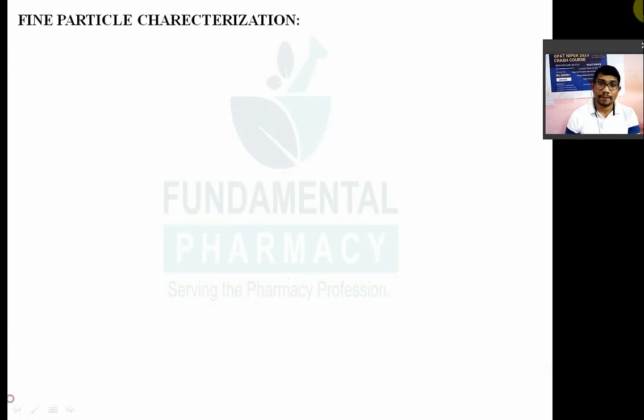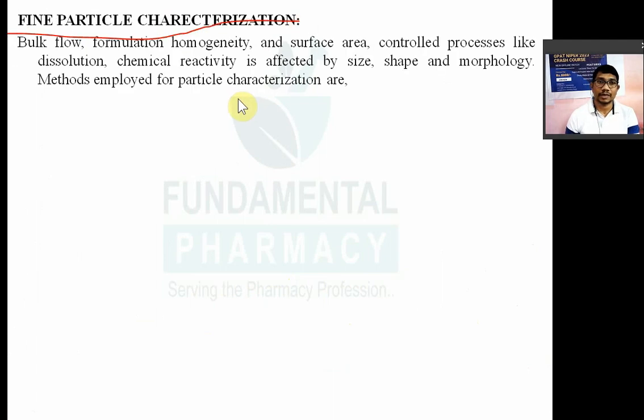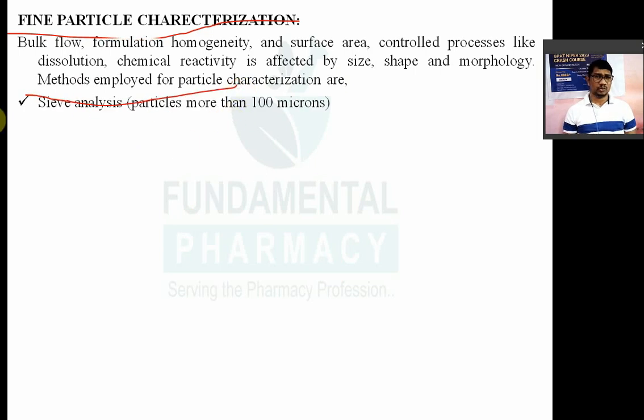Then fine particle characterization. इसमें क्या क्या है? Bulk flow, formulation, homogeneity, the surface area, control process like distribution, and a chemical reactivity which is affected by size, shape, morphology. Now, what are the different methods which are used for the particle characterization? Methods for particle characterization. So we have seen already in the micrometrics.